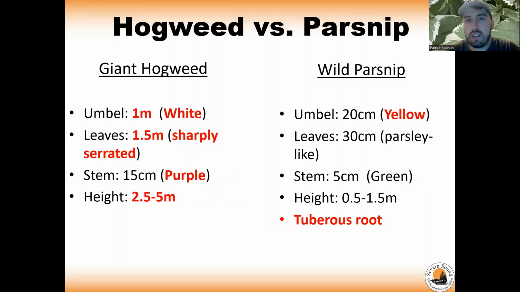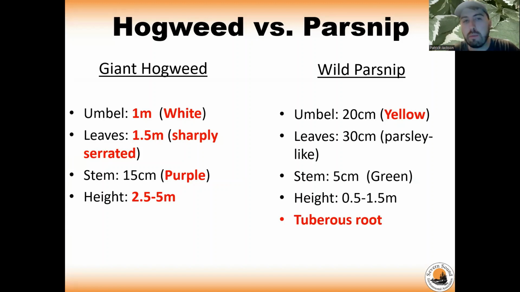So giant hogweed versus parsnip. As I said, the umbel flower in giant hogweed can be up to 1 meter across. I typically see it 2 to 3 feet across, so about half that size, but certainly it can get quite large. Whereas the umbel on wild parsnip is usually around 20 centimeters. The leaves are quite large, so think about a large rhubarb plant, how big those leaves are. They'd be comparable to a giant hogweed, but giant hogweed are heavily serrated. The leaves on wild parsnip are significantly smaller, like 30 centimeters, and they look like parsley.